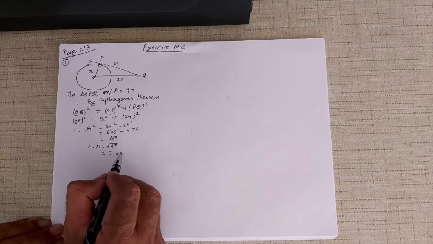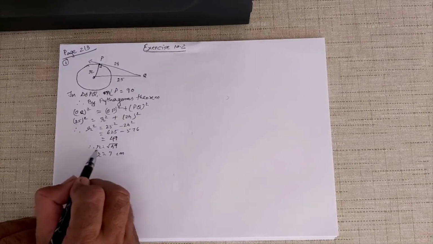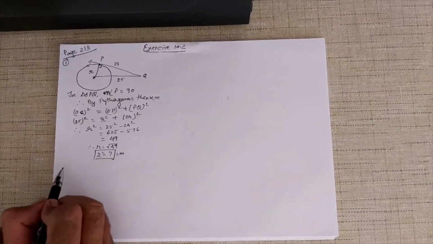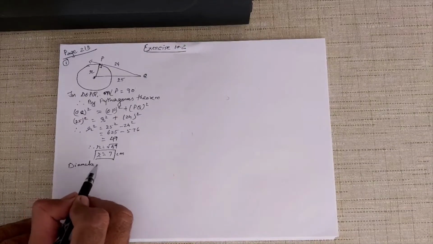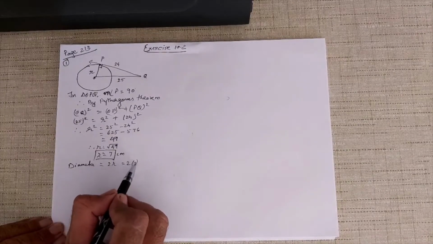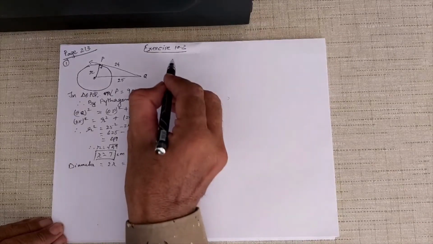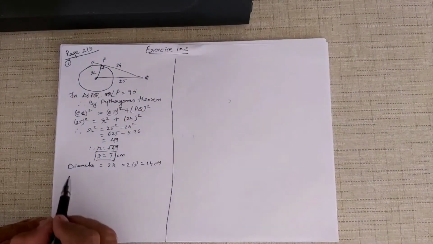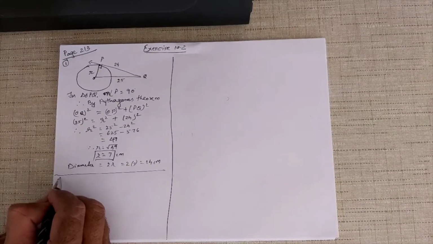Now suppose in this question they ask for the diameter. In this case radius is asked, but supposing diameter had been asked, then diameter is twice the radius. So 2 into 7 is equal to 14 centimeters. In this particular case, diameter was not asked. All right, then let us see the second question here.